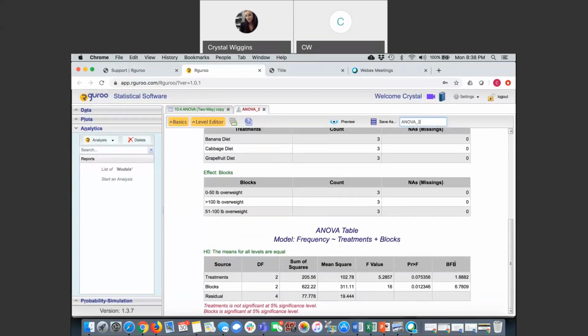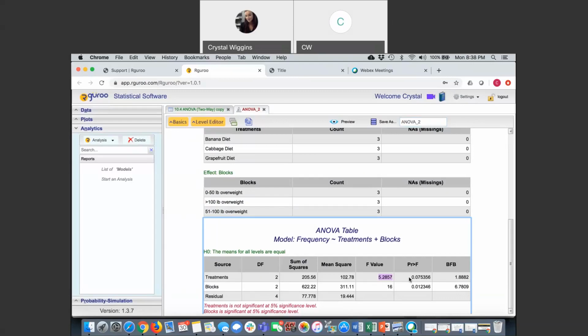And here is my output. So here is my F value, which really means nothing to us considering we don't have the critical value given to us from Rguroo. I still don't understand why Rguroo doesn't give us the critical value. I'm going to have to reach out to my creators for Rguroo and ask them if they can put that in, because it's kind of annoying. The F value is pointless unless you have the critical value to go with it.